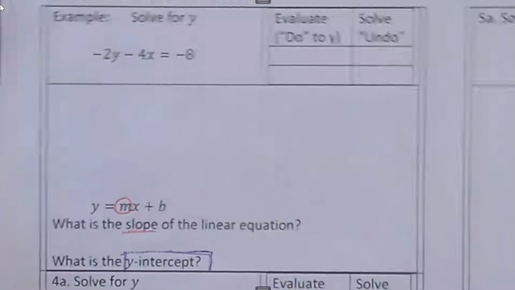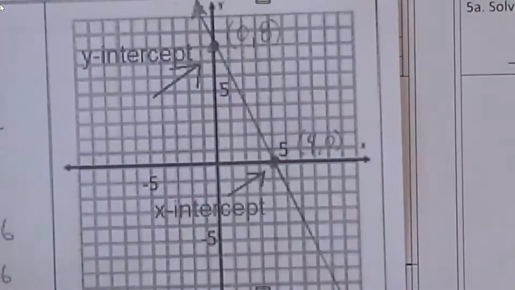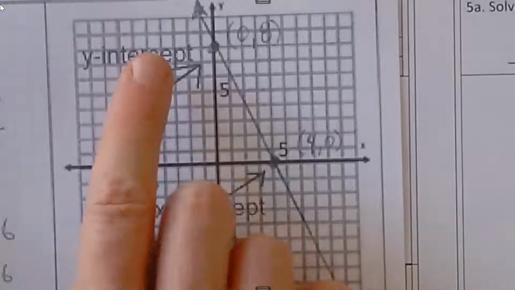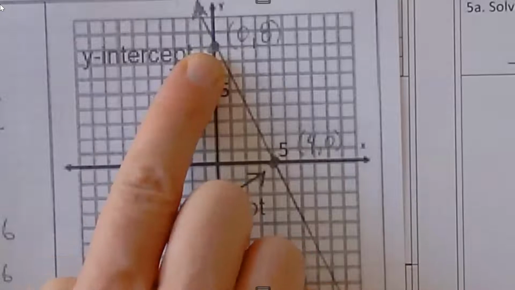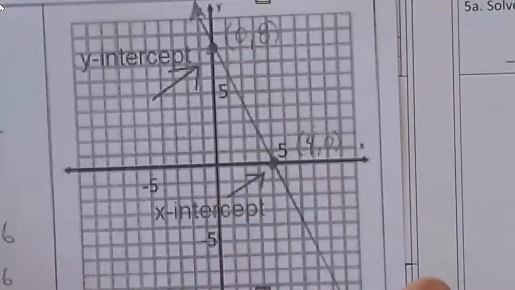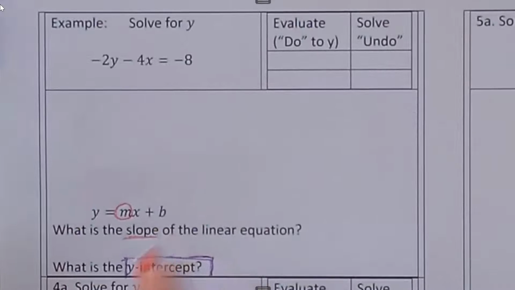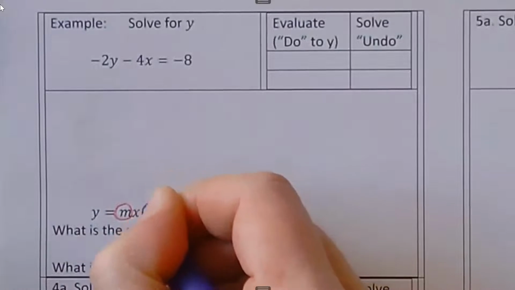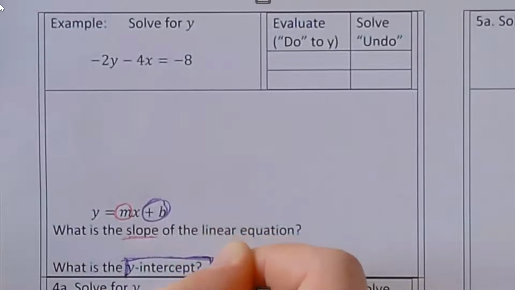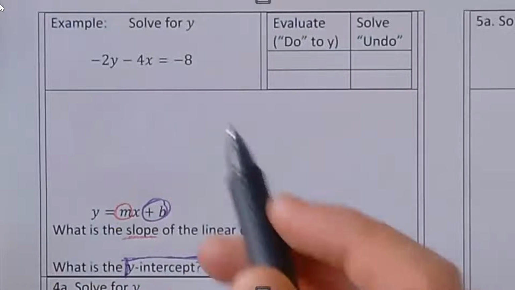the y-intercept, remember on resource page 25, we looked at when we graph a line that our y-intercept is where our line touches the y-axis. And then our x-intercept is where our line touches the x-axis. And we know that once we get our line into this form, our b value is our y-intercept. So that just means what we need to do is to solve this equation for y.